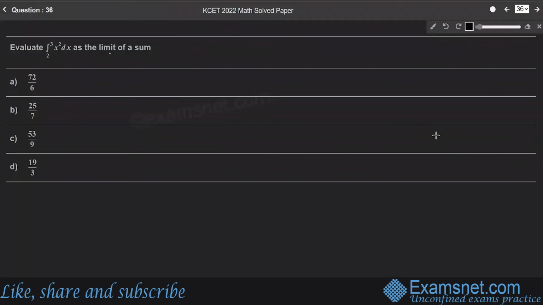Question 36. Evaluate integral 2 to 3 x square dx as the limit of a sum. So directly you can write the answer. Integral 2 to 3 x square dx, so here x cube by 3 is the integral of x square dx and the limits are 2 to 3. It's very easy.